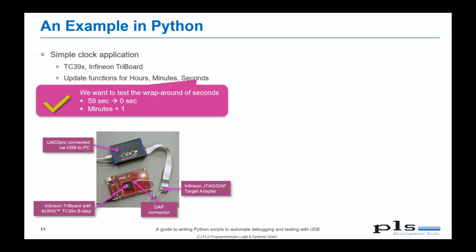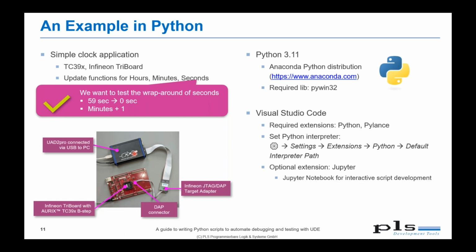That is the hardware setup that I'm using here on my desk. I use a UAD2 Pro from our Universal Access Device family, which is part of the debugger here. That UAD2 Pro is connected using the DAP interface to the TriBoard with the Aurix, and the UAD2 Pro is connected via USB to my PC. For the script development, I'm using the Anaconda Python distribution, which is not part of UDE, so you have to install it separately. And I'm using the Visual Studio Code editor for writing the script.